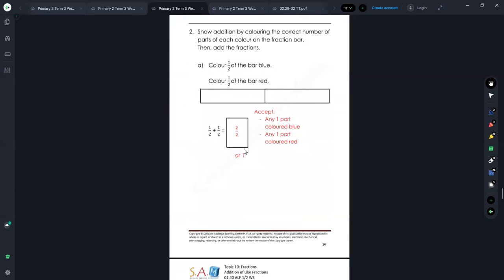And then we do question 14: color half of the bar blue, color 1/2 of the bar red. If they don't have blue pens or red pens, it is okay. You can just tell them to imagine that one side is shaded, one side is not, or they can use pencil and then pen as well. So half plus half, what is it? It's 2 out of 2, or they can write it as 1.